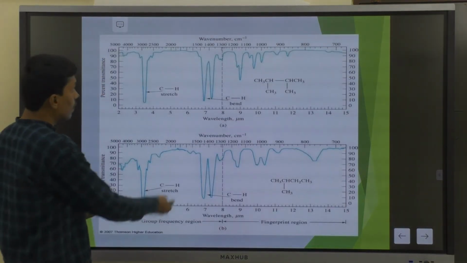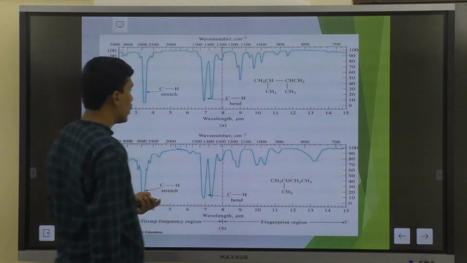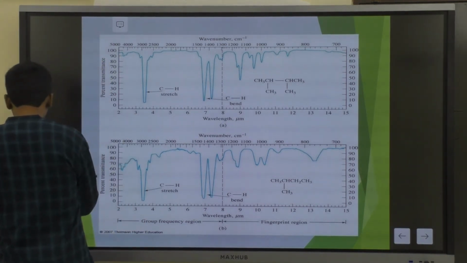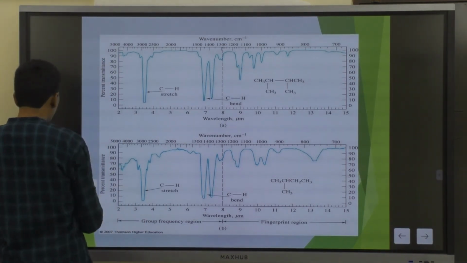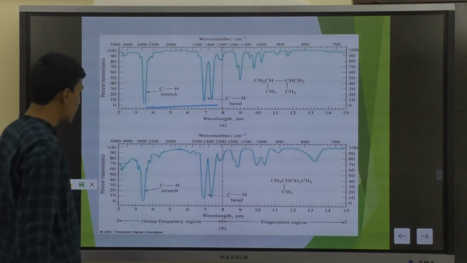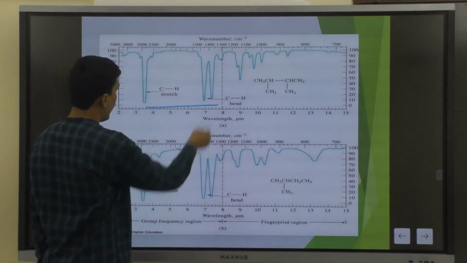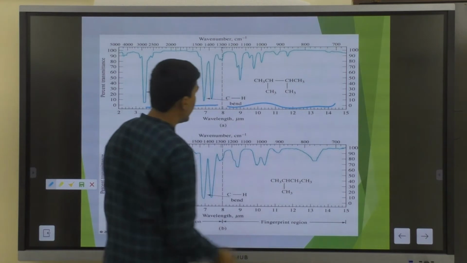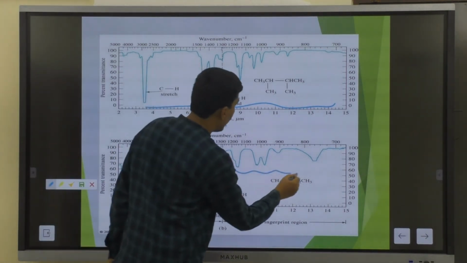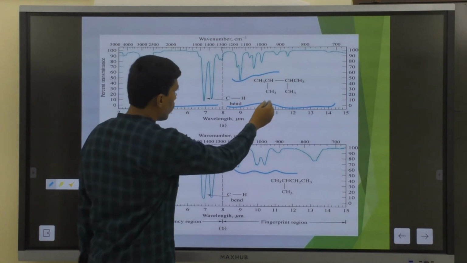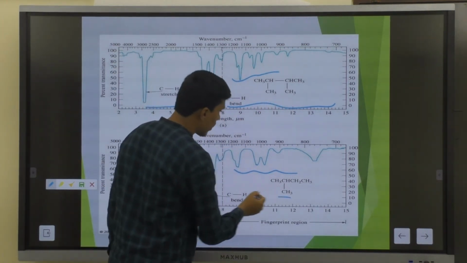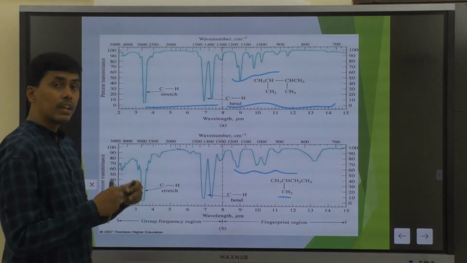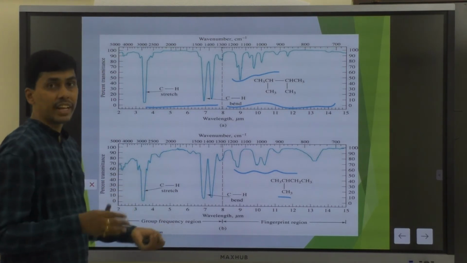We can see here, if you take 2,3-dimethyl butane and 2-methyl butane, in the functional group or group frequency region the peaks are similar. Whereas in the typical fingerprint region, we can see the peaks are varying. It is due to the dimethyl bending vibration here, versus a single methyl group there. So the peaks vary in the fingerprint region, and we can easily distinguish that these compounds are different.